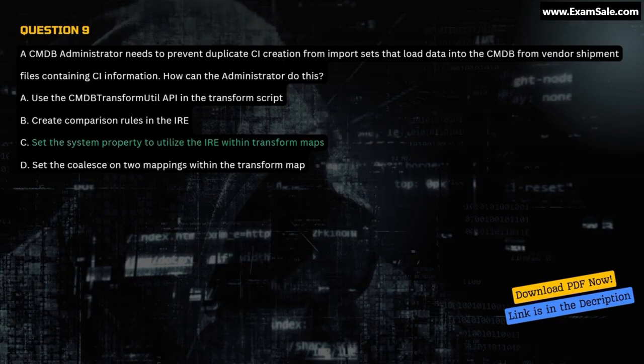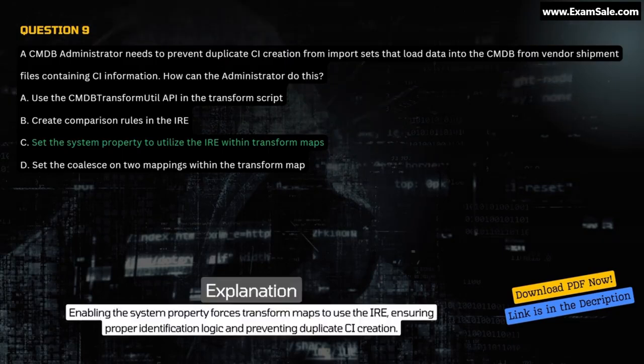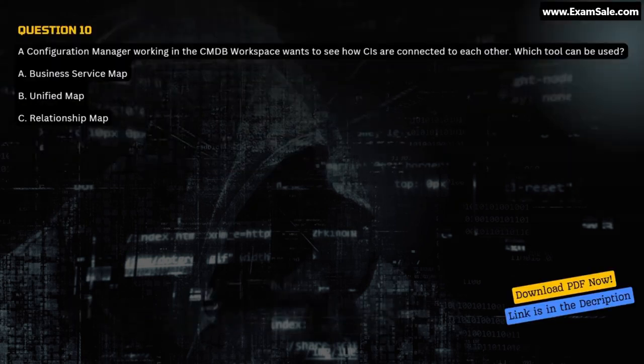Correct answer C. Set the system property to utilize the IRE within transform maps. Explanation. Enabling the system property forces transform maps to use the IRE, ensuring proper identification logic and preventing duplicate CI creation. Question 10. A configuration manager working in the CMDB workspace wants to see how CIs are connected to each other. Which tool can be used?